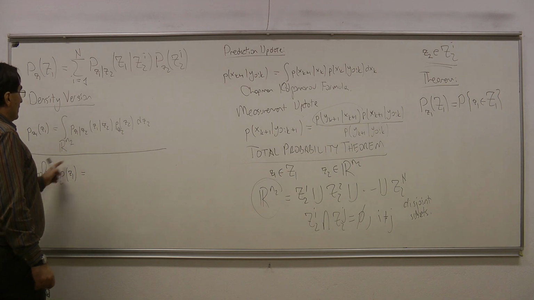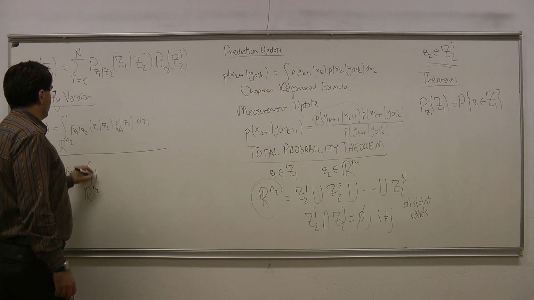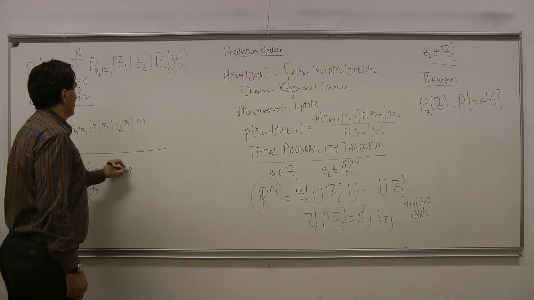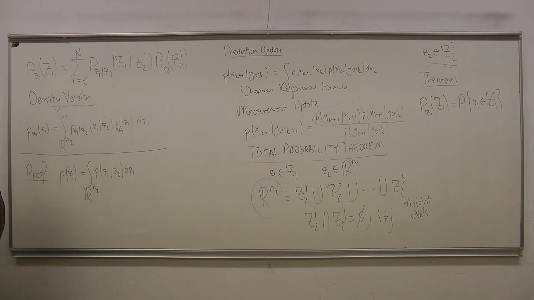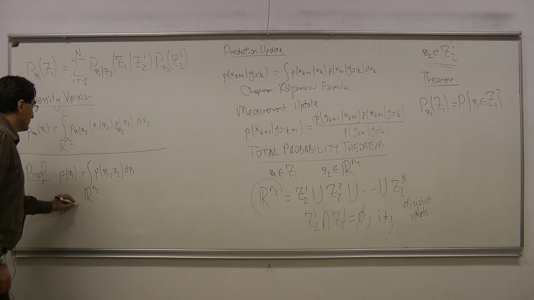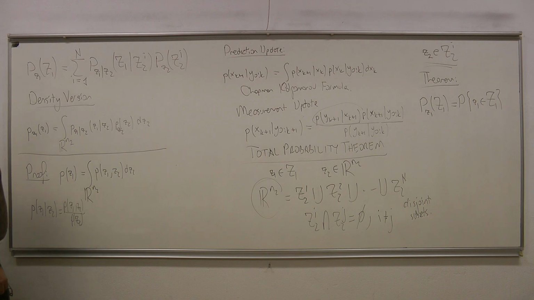PZ1 is equal to, I can write this marginal density as the marginalization over Rn2 of the joint distribution, PZ2 dZ2. Okay? So this is the marginalization formula, and I know that PZ1 given Z2 is nothing but the joint distribution of Z1, Z2 divided by PZ2. Okay? This is the conditioning formula.